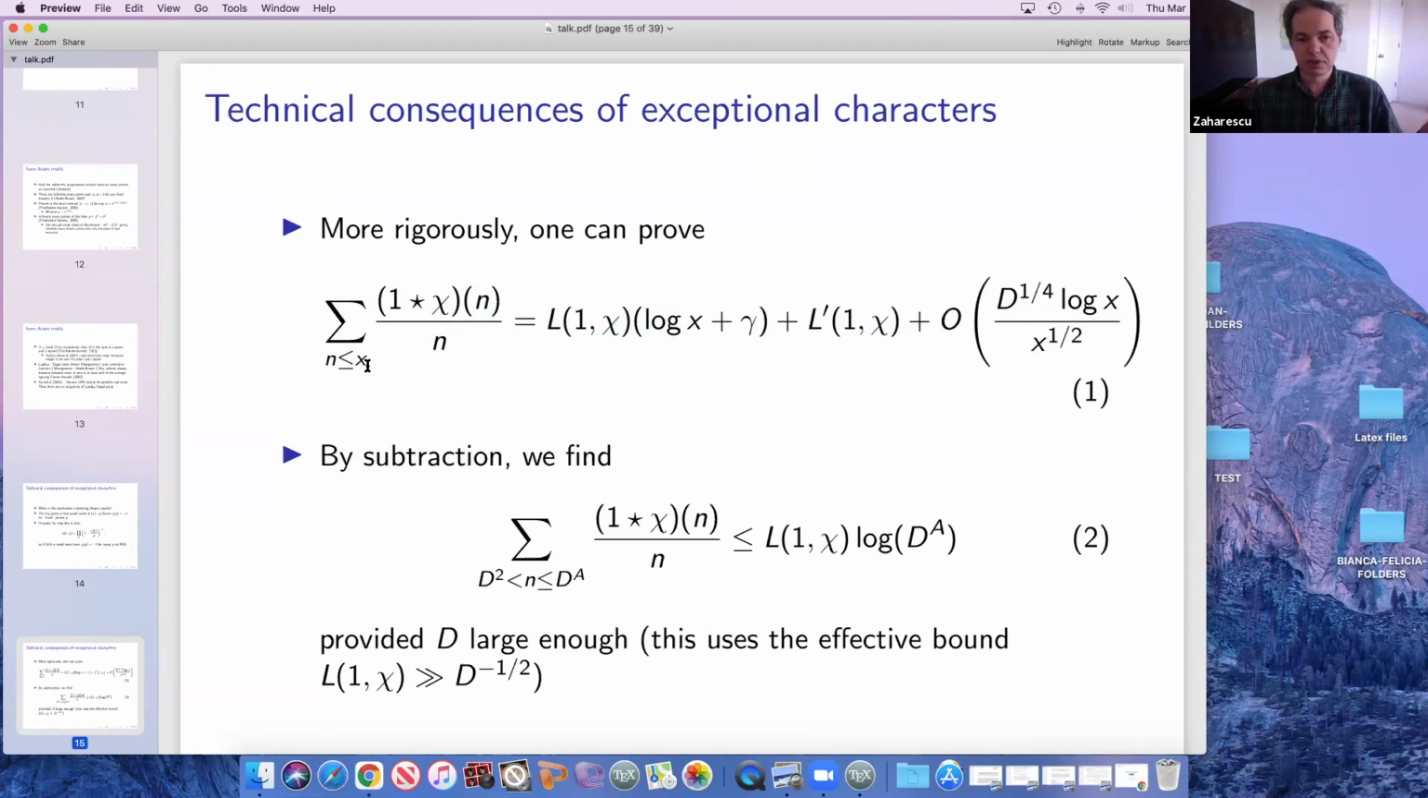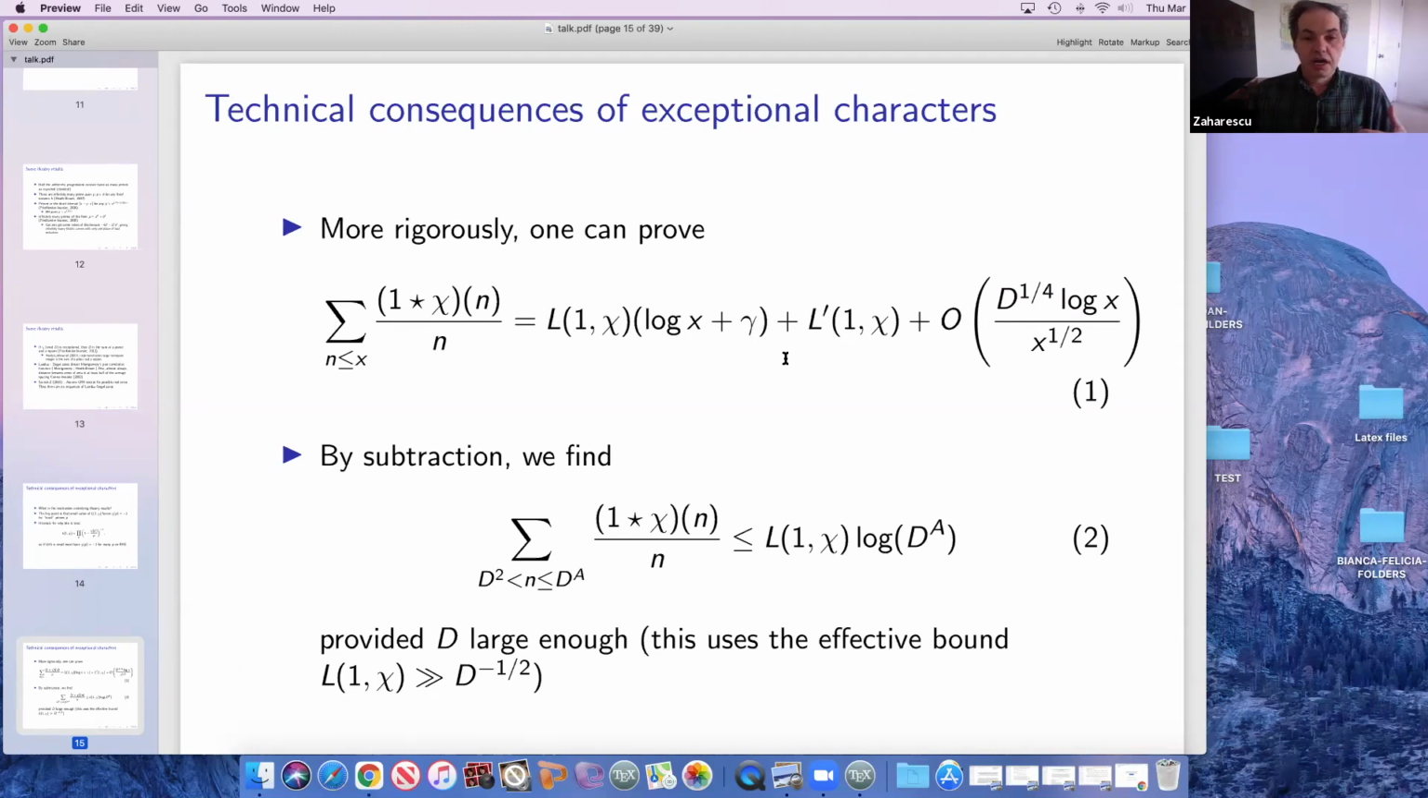And you take the sum up to a number x. Say x is larger than the modulus d, large enough so that this error term is smaller than 1. For instance, if x is larger than d, that's good enough. But I can take x to be larger than square root of d, then x to the 1/2 is larger than the 4th root of d, and this makes it small. But if you take x to be larger than d to the 10, then this is negligible, which is what we'll do later. And so this sum is equal to L(1, chi) times log x plus, where gamma is Euler's constant, plus the derivative of our Dirichlet function at 1.